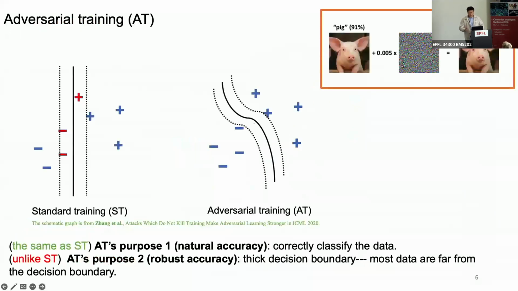To meet the above challenge, we have a new learning style, that is adversarial training. The adversarial training has two purposes. First is to correctly classify the data, that is, increase the natural accuracy on the natural test data, which is the same as the standard training. Second, unlike the standard training, the adversarial training outputs a thick decision boundary. Therefore, the data are encouraged to be further away from the decision boundaries.